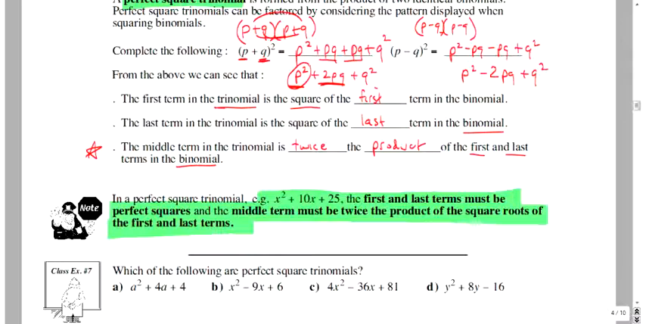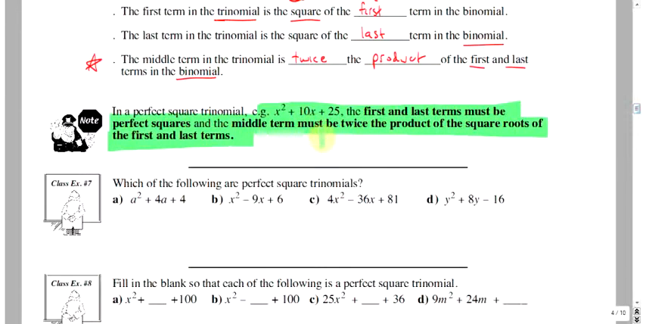Shoni, quiet please. Okay, this is helpful. If you don't see that, you may not recognize a perfect square trinomial.